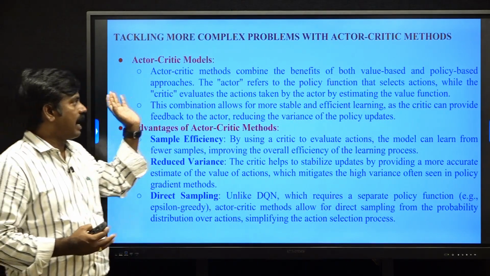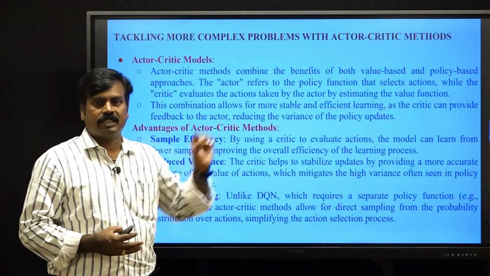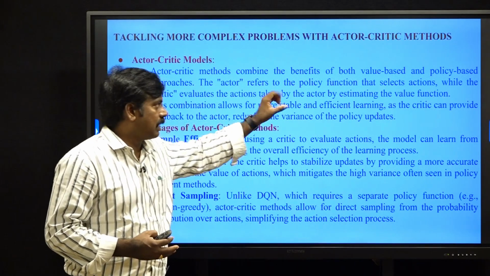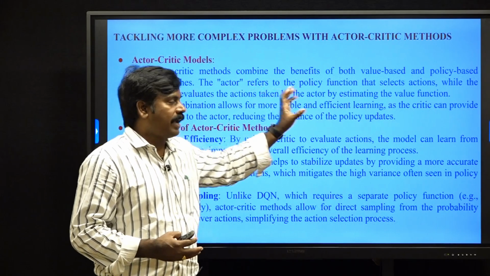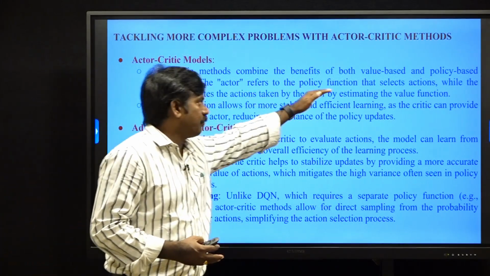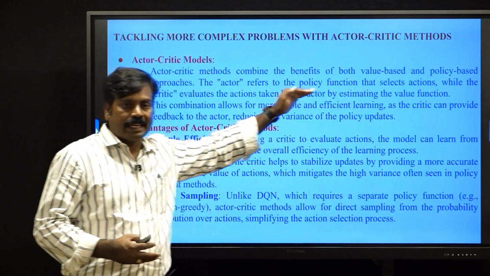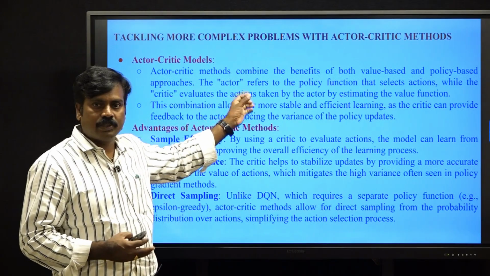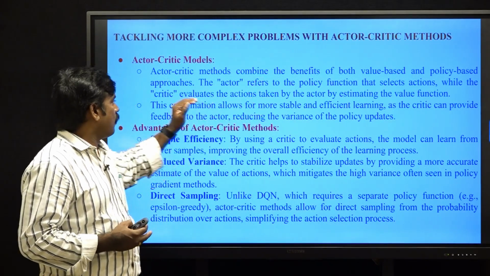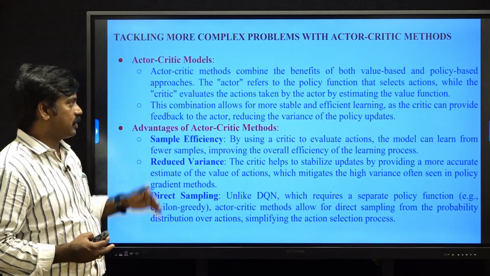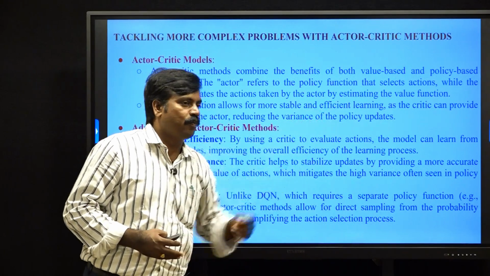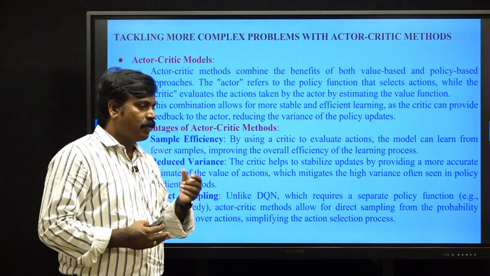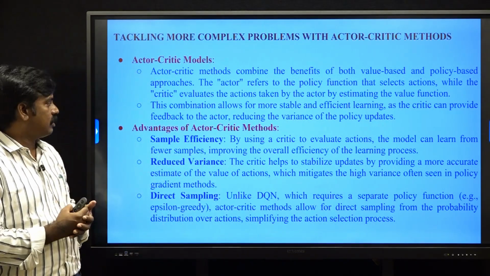In actor-critic, the actor is a policy function and the critic is a value function. The actor refers to the policy function that selects the actions. The critic, the value function, evaluates the action chosen by the actor by estimating the value of that action. This combination allows stable learning and increases the efficiency of the model.